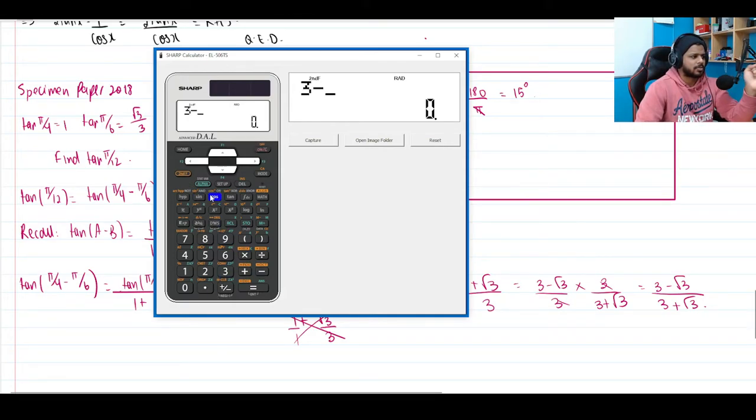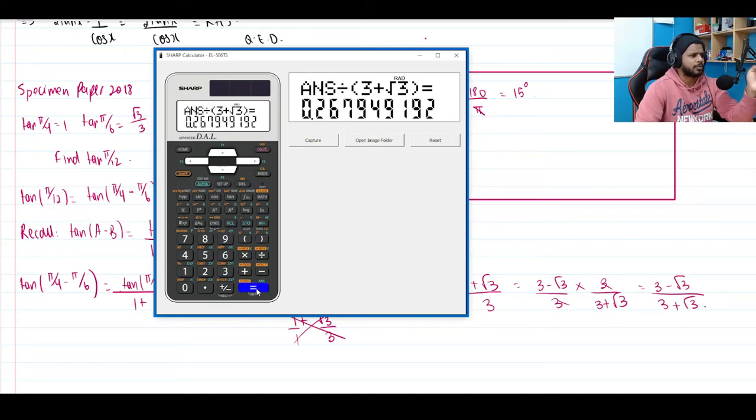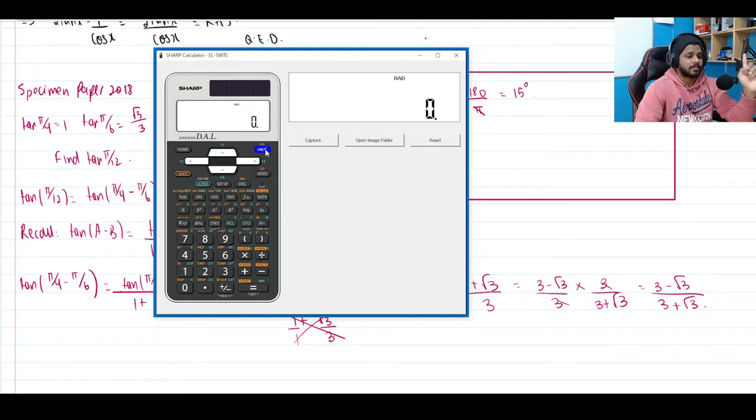3 minus root 3 divided by 3 plus root 3 is 0.2679. I'll store that in B. If tan of 15 and this are the exact same thing, then A minus B should be 0. A minus B is equal to 0.